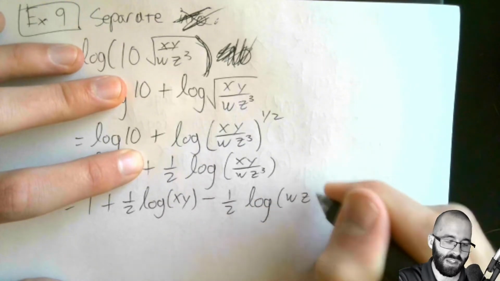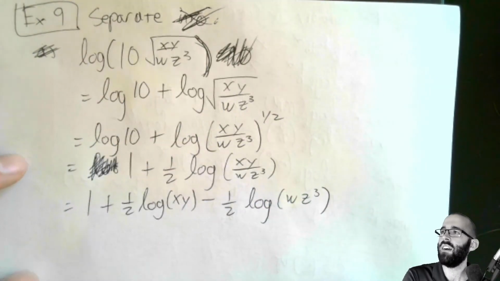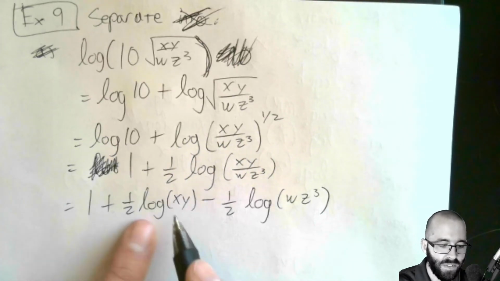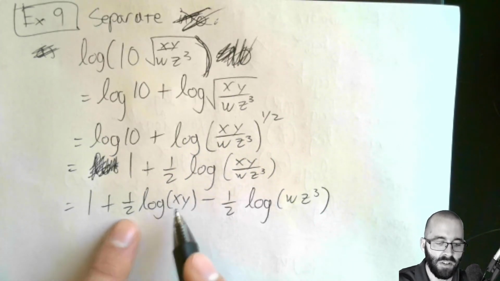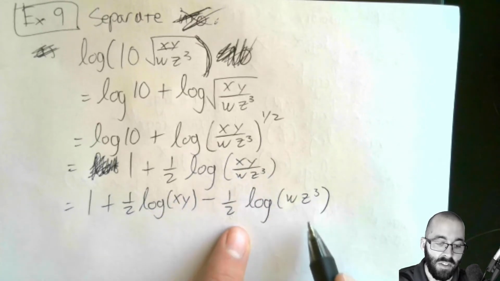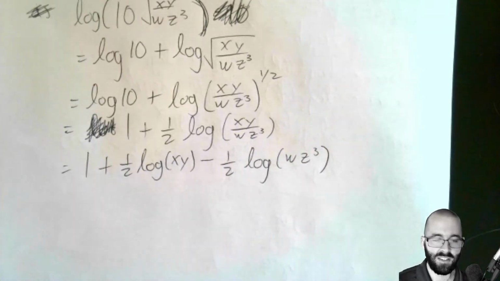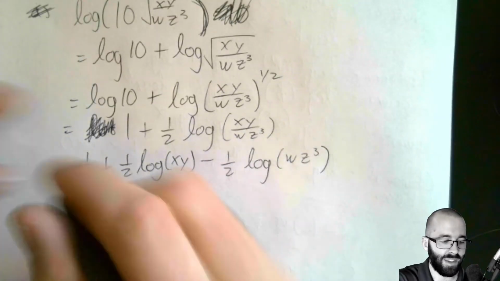And the bottom is wz cubed. And now we can keep splitting it up some more. But remember, this is going to have a 1/2 for both of them when we split it up. This one's going to have a minus 1/2 on both of them. Don't forget to spread the love with the Tapatio and the cake.